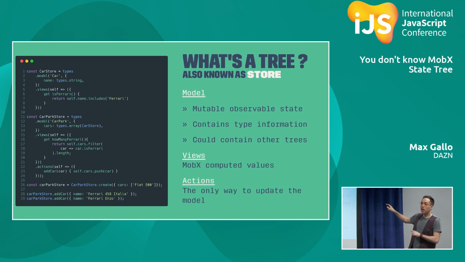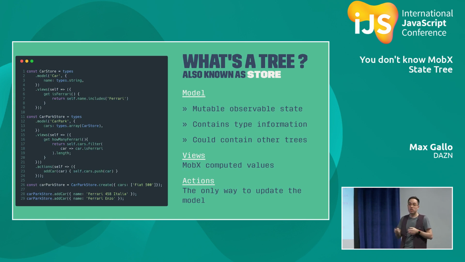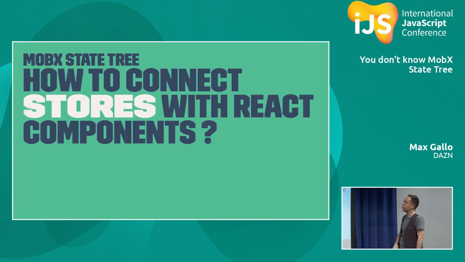So far we learned the similarities with MobX, and we got type information for the properties, and then we know that we can nest multiple stores in a tree. That's why it's called tree. You can have as many levels as you prefer. So this is fine. This is a store, but how do I actually use it within my React components?